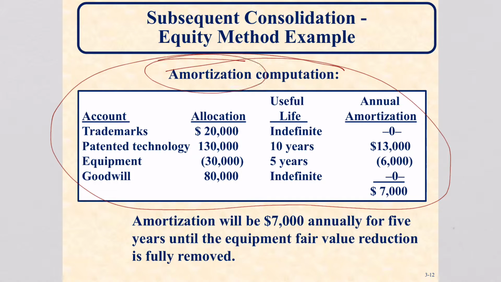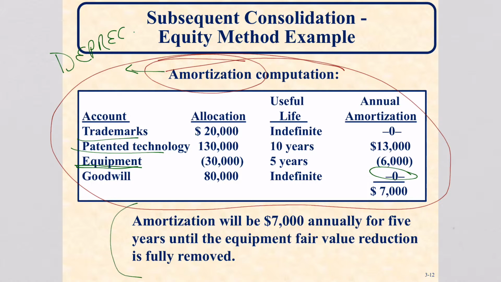And the textbook uses the word amortization as a catch-all phrase. It includes depreciation. I will probably constantly mention depreciation rather than the way the textbook just calls it all one as amortization. And that's because clearly the equipment is being depreciated. Trademarks and patented technology are arguably amortized in the way we use that word. And of course, goodwill is indefinite, will only be checked for impairment.